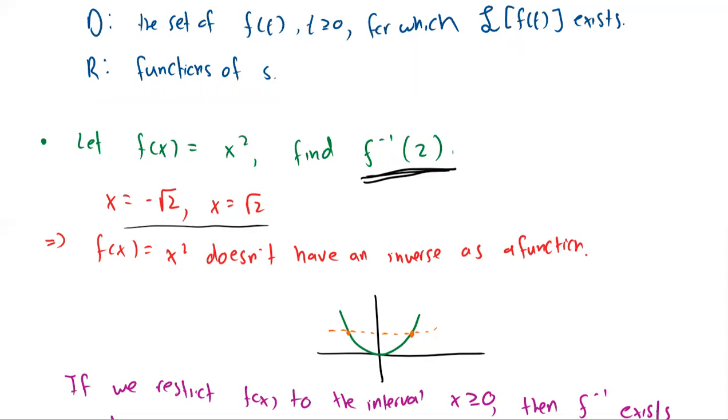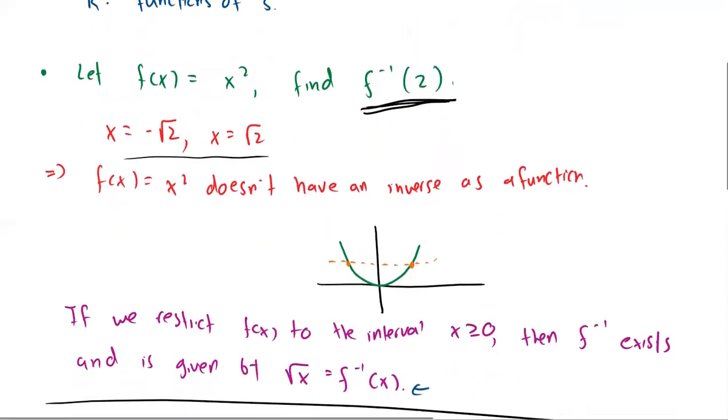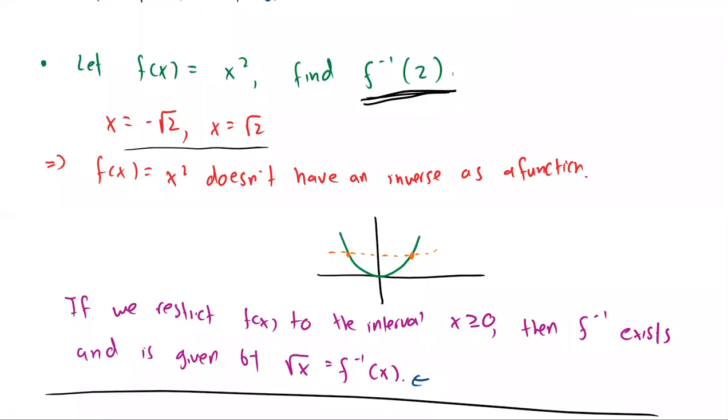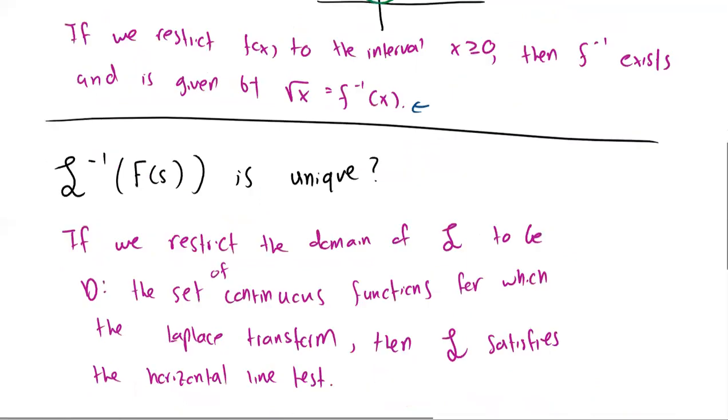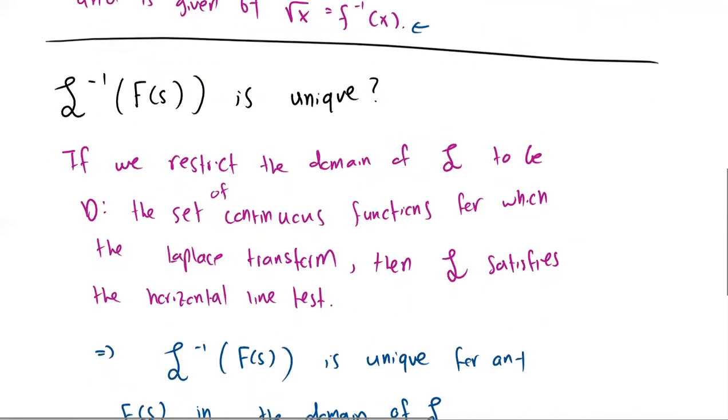Right? So what's one thing we can do? We can restrict the domain of the function into a domain in which it is invertible, meaning that it passes the horizontal line test. The same thing works for the Laplace transform. We want this question to have a unique solution. If f of s is a function in the range of the Laplace transform, when are we sure that the inverse of this function, or whatever is mapped to it, is unique? There's only one thing mapped to it.